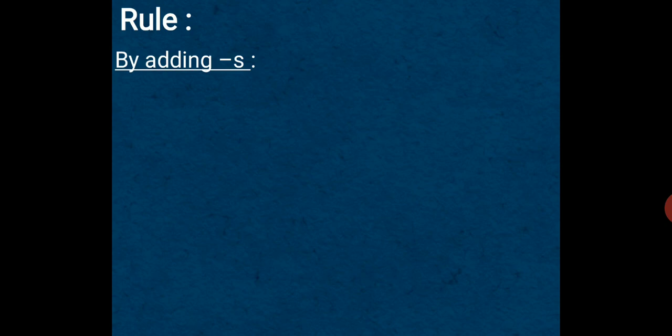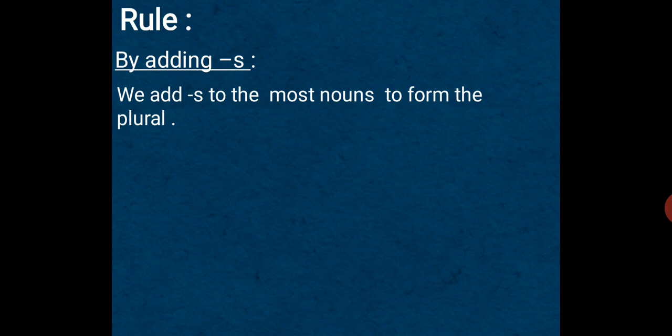Let's see some rules for how to make a noun plural, means how to make a singular into a plural. There are so many rules, but here we are going to learn only 2 rules today. The first rule is by adding s. We add s to most nouns to form the plural. It is a very basic and common rule when we want to make the noun plural. We generally use s to make them plural.